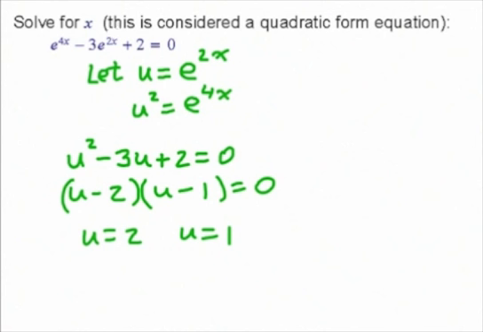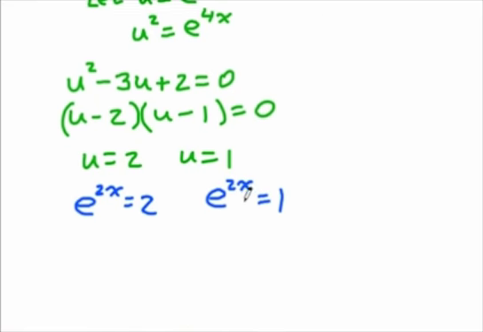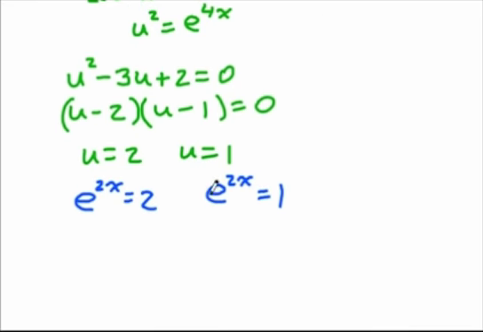So we have to resubstitute in what we were looking for, and u here is equal to e to the 2x. So this side becomes e to the 2x, and it just happens to equal 2. And this one also is e to the 2x, and it happens to equal 1. Now let's start with this one. This one's actually kind of easy. There's only one power that e to some power is equal to 1, and that happens to be 0. So x has to equal 0 in that case.